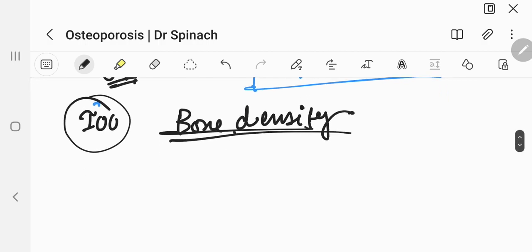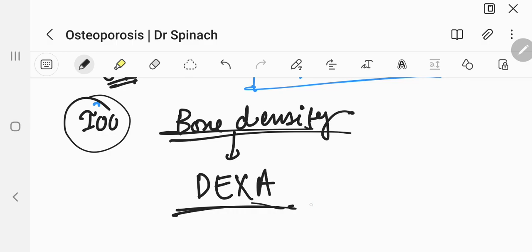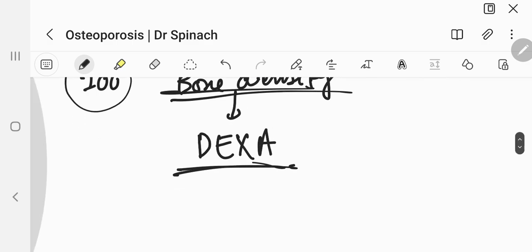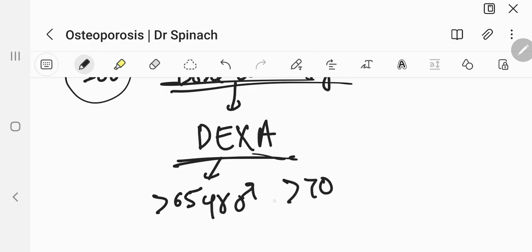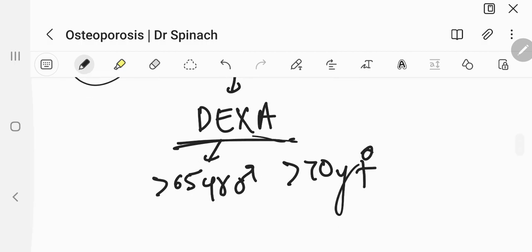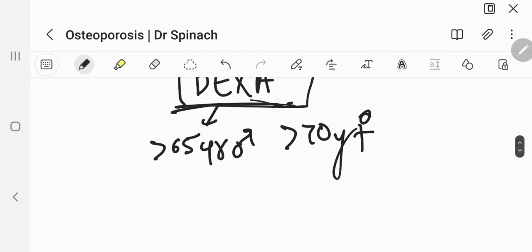This bone density or bone mineral density is checked by a special investigation that is called a DEXA scan. Okay, so what is this? Dual energy X-ray absorption technique, and this is routinely done in females over 65 years of age and males over 70 years of age. Okay, so remember we do the DEXA scan.